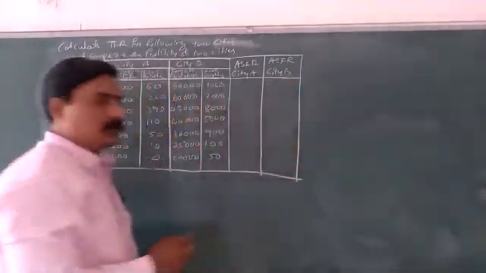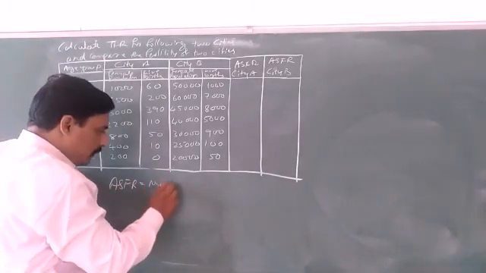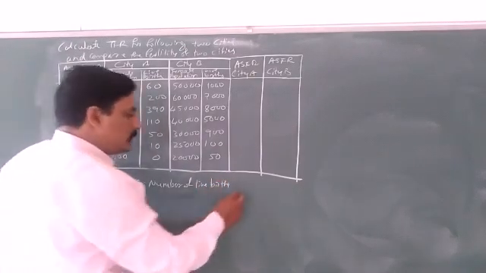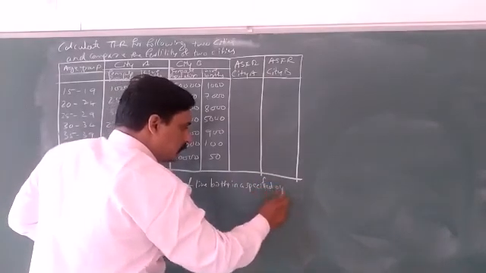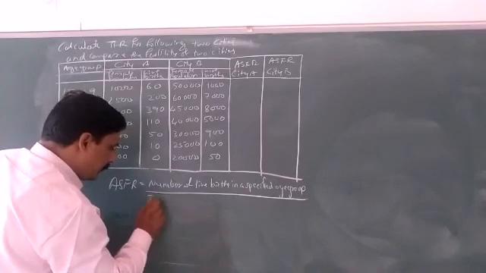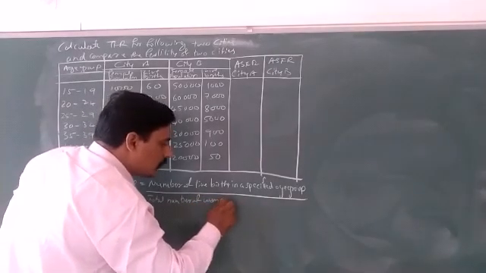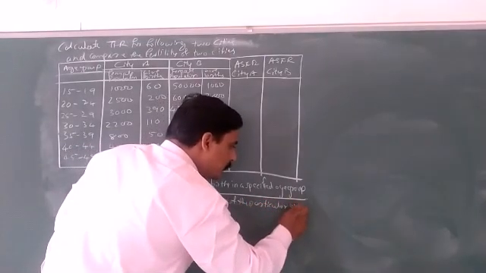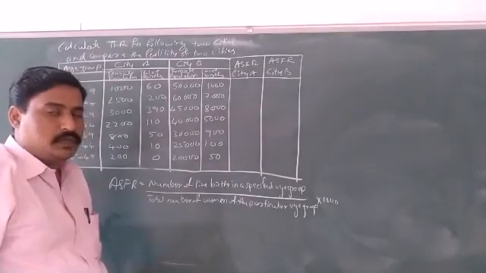To calculate ASFR, the formula: ASFR is equal to the number of live births in a specified age group in the year, divided by the total number of women of the particular age group in the year, into 1000. So let us show one calculation of ASFR at least.